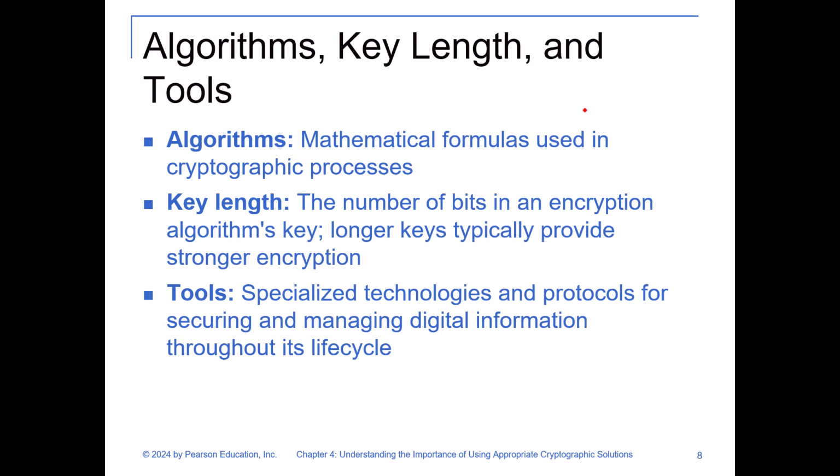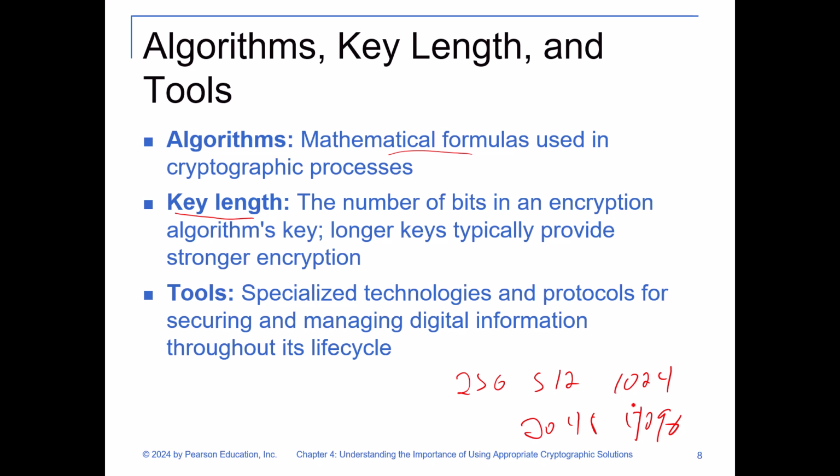Moving past that, key terms: algorithms. That's the algorithm or mathematical formula used in the process. Also used in the algorithm is a key length. This is the number of bits in an algorithm's key. Typically, the longer the key, the better. Starting off, 256, 512, 224, 2048, 4096, and so forth. Larger the key, the better.